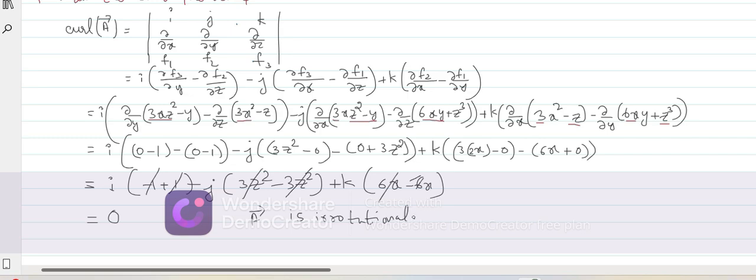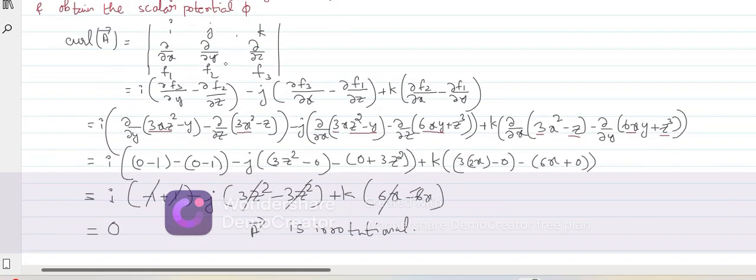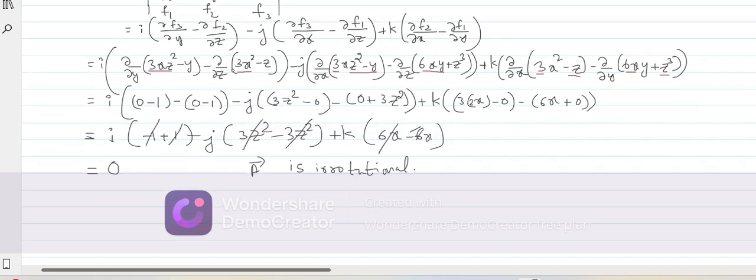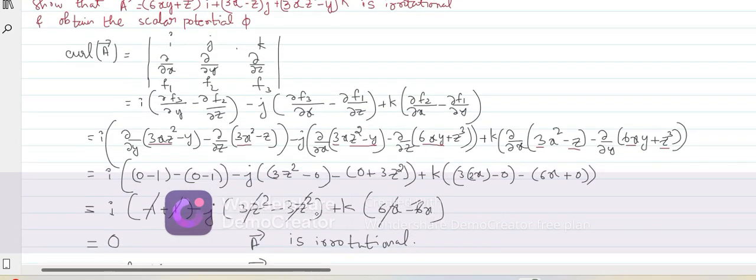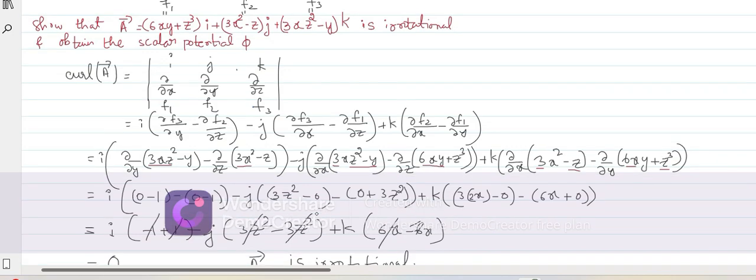Right? So now we need to find the scalar potential. Okay? So scalar potential in the sense we need to find phi in such a way that the vector A is equal to the gradient of phi. Right? Yeah. So what's the given vector here? The given vector is it is 6xy plus z cube.